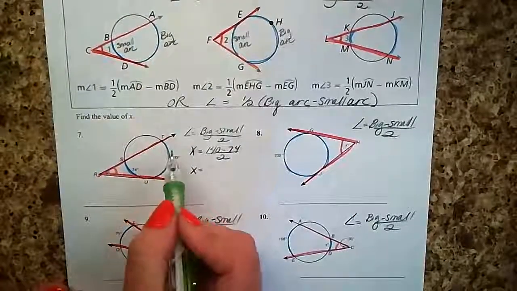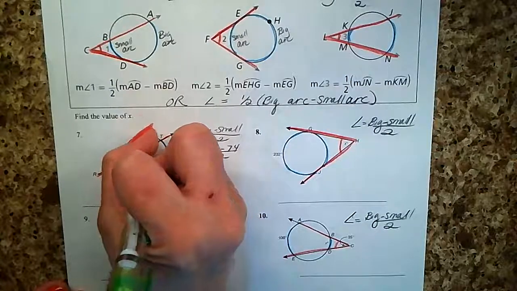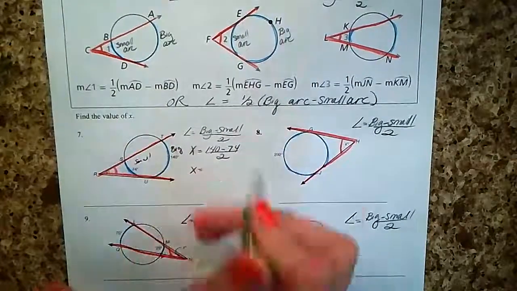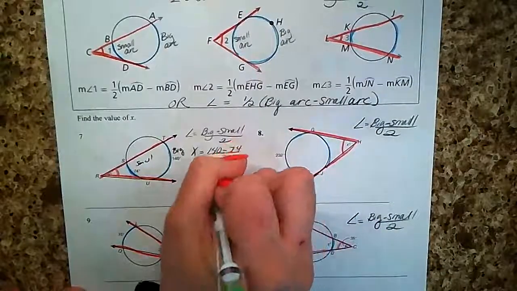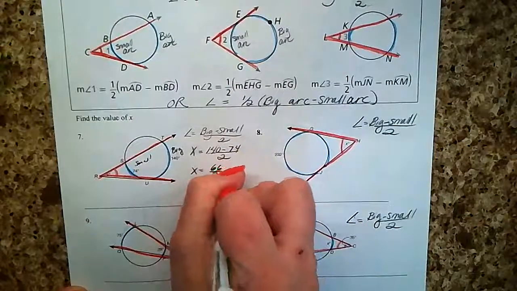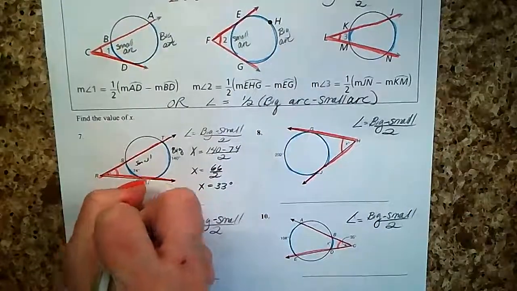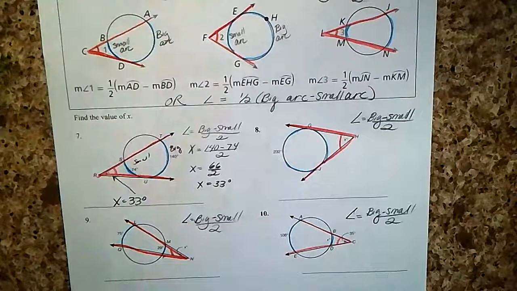All right, so again, we set it up. This is my big arc, this is my small. Bigger number, smaller number, right? So 140 minus 74 divided by 2 is what I need to do there. So that's 66 divided by 2. So my angle that's outside that circle there is going to be 33 degrees. So x equals 33 degrees. And again, that's what we found right there, that angle. All right, let's look at the next one.